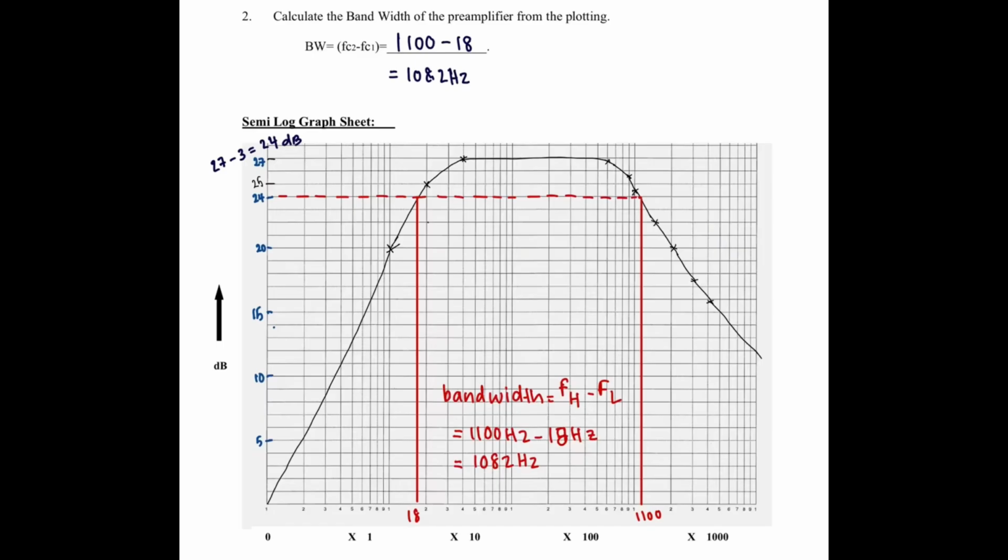And then from this frequency response curve, the AV line is drawn at 24 dB, and then the bandwidth is calculated by using the formula higher frequency minus lower frequency, and then we will get the value of the bandwidth.